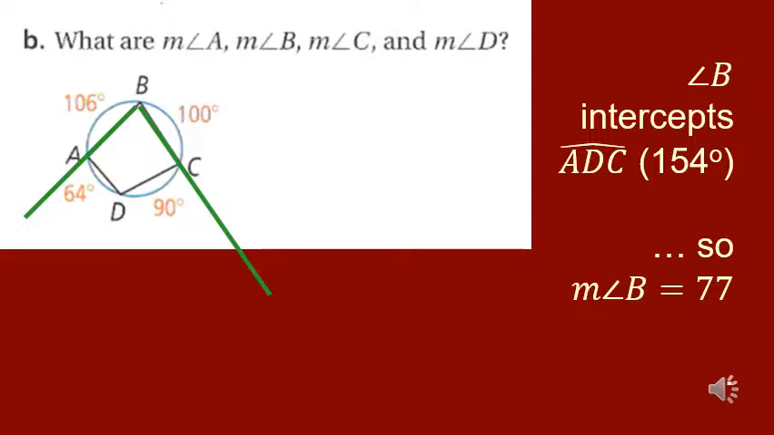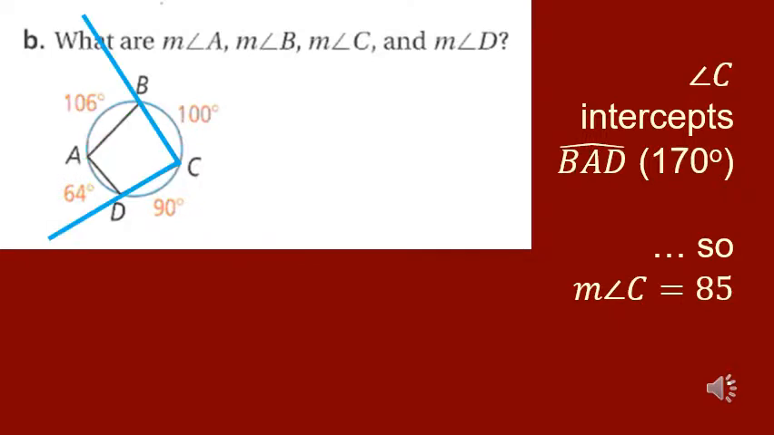Pretty much all of these work the same way. The important thing is that for the arc that they intercept, you actually have to add up two of the arcs in the picture. So like angle B, it's going to be 154 degrees that we have across from it. You divide that by 2, and angle B will be 77.